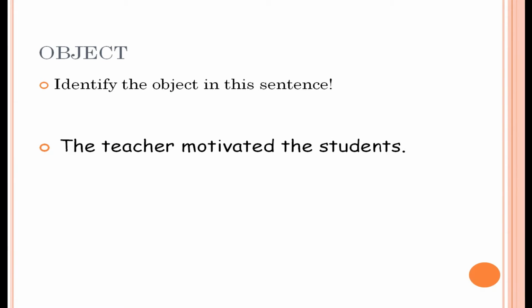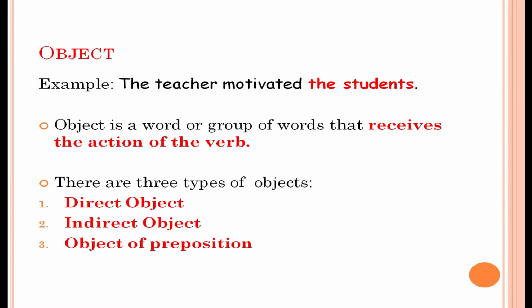The next element of a sentence is the object. Here I give you a sentence. Now first read the sentence and then go for the definition of an object. Read this sentence. The teacher motivated the students. As we have already studied what is a subject and what is a verb, I think you can identify in this sentence what is an object. Take your time. Well, here's the answer. The teacher motivated the students.